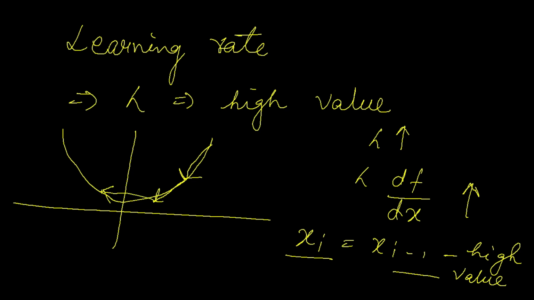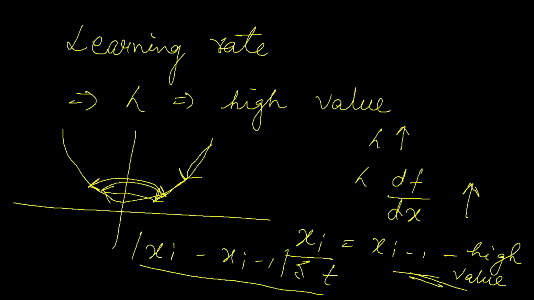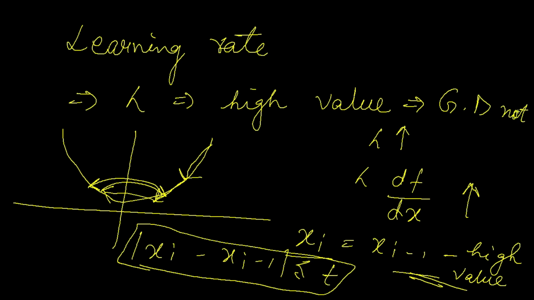We will cross this minima and we just keep on iterating and we will never converge, because for convergence the difference between xi and xi minus 1 should be lesser than some threshold. But because this is very high, we will never arrive at this condition. We keep on iterating and the gradient descent algorithm will not converge. When lambda is high, gradient descent will not converge.